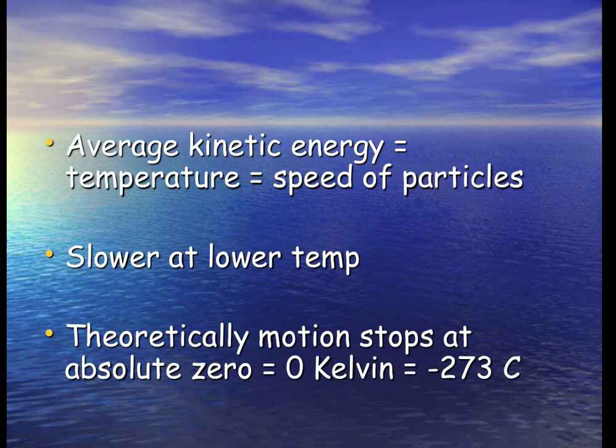The average kinetic energy equals temperature, or the speed of the particles. So temperature is involved in the rate of motion of particles in matter. Particles do move slower at a lower temperature, and if we get down to absolute zero, which is 0 Kelvin or negative 273 degrees Celsius, we get to that point where all particles stop moving. And that's where the Bose-Einstein condensate comes in, at absolute zero. So everything does stop moving and we get the super solid idea.